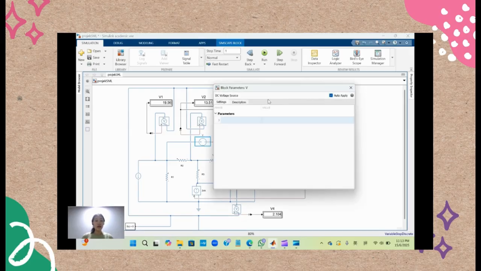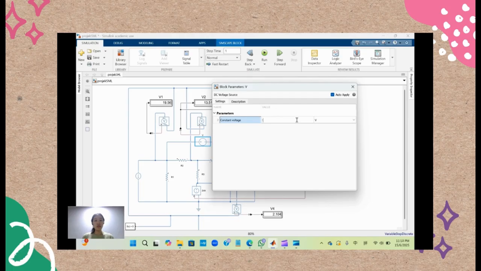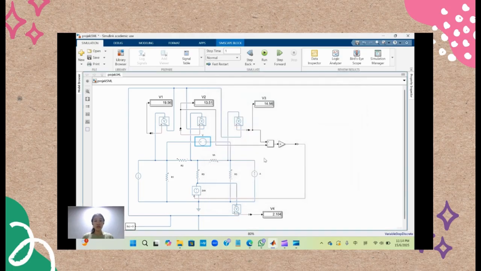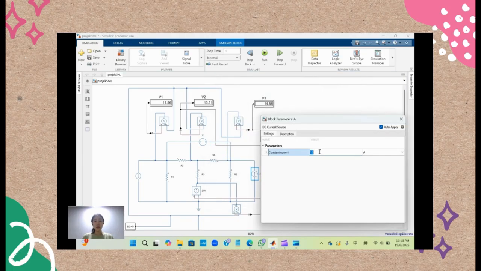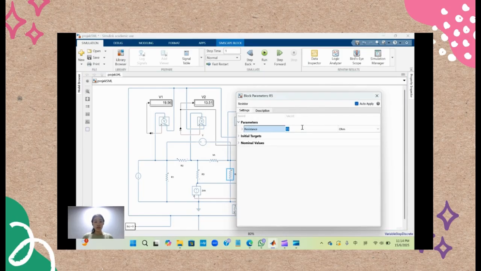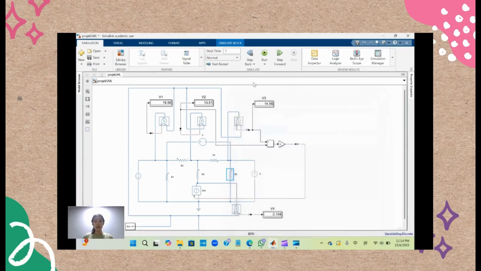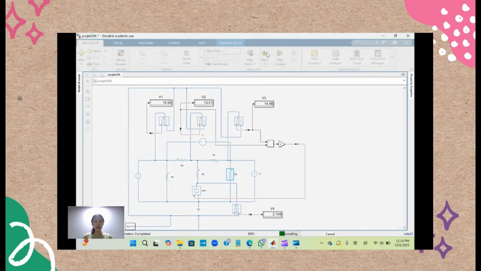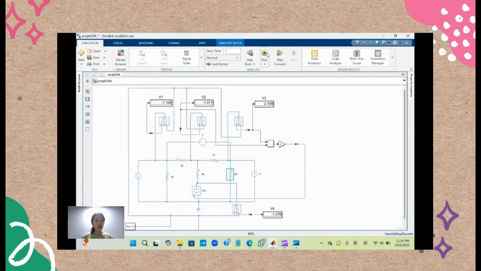2.104. And now we set the voltage to 1, current to 2, resistor in 3. And we run again. Now we will get V1 at negative 1.109, V2 negative 1.471, V3 negative 2.109, and V4 negative 1.276.